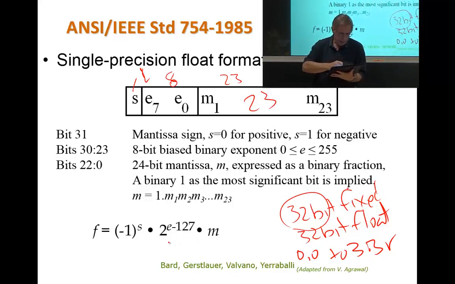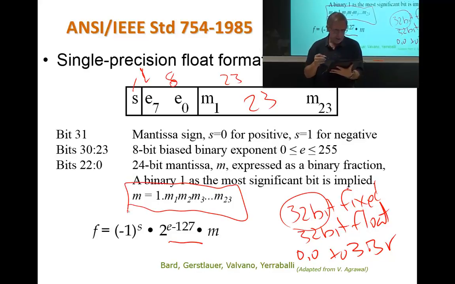The exponent's biased. It's a little weird, but that's the way it works. The mantissa, again, has got 23 bits that it's going to store, and this 1 bit that we're going to assume.